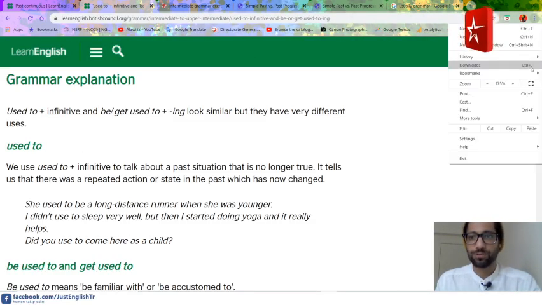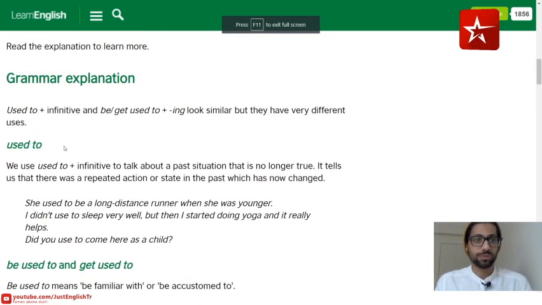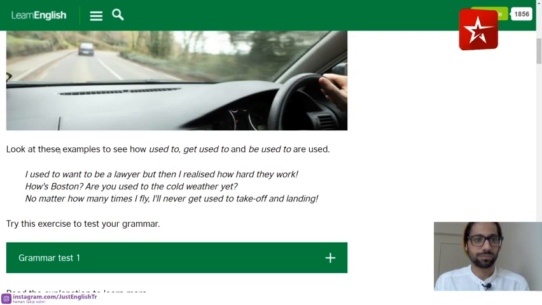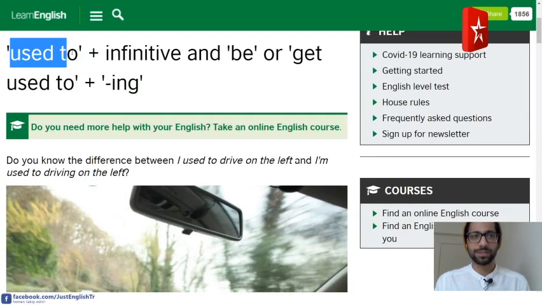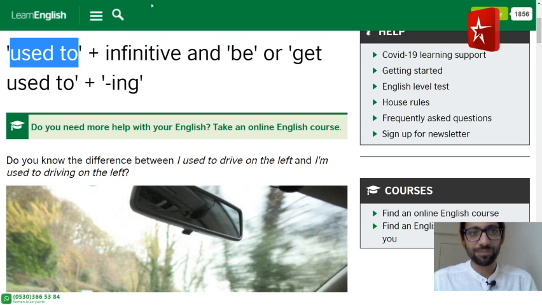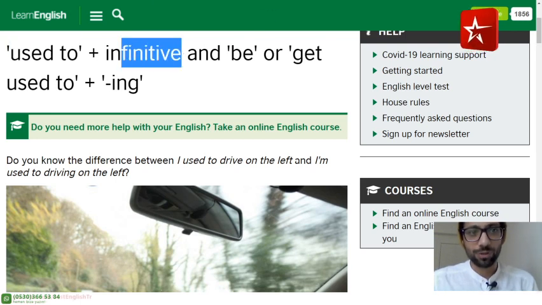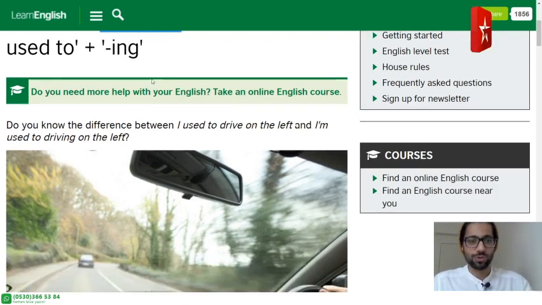Let's jump very swiftly to used to. We have 40 minutes, I guess. We will talk about used to. So used to plus infinitive, which is the verb plus to, of course. And be or get used to plus the verb ing. So these are the three parts where you are using used to.